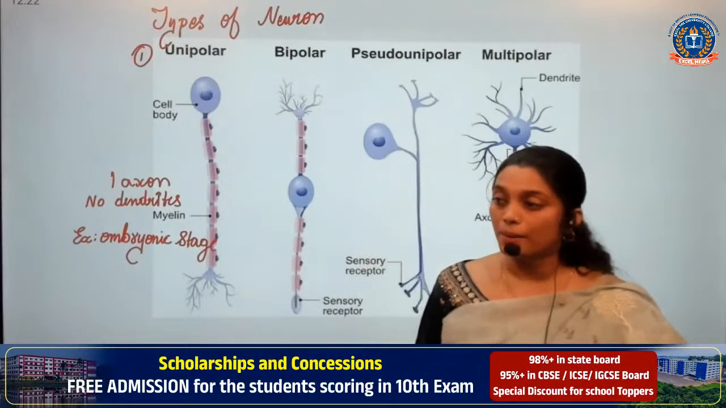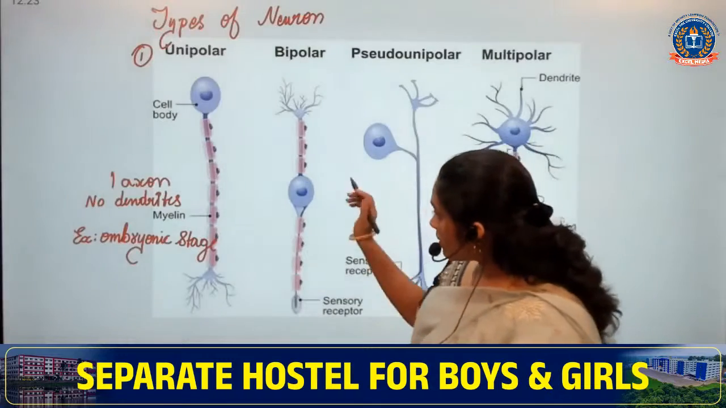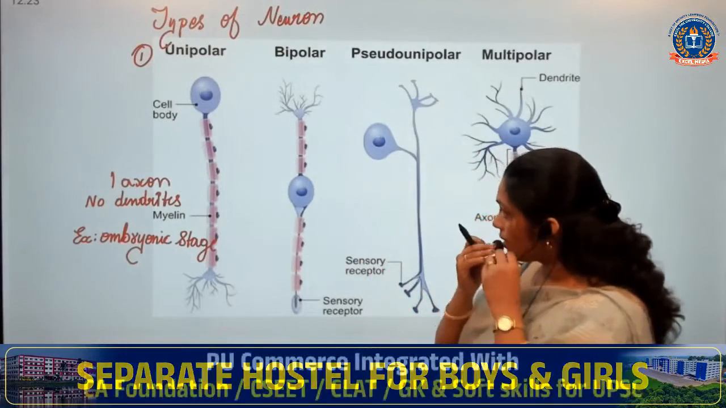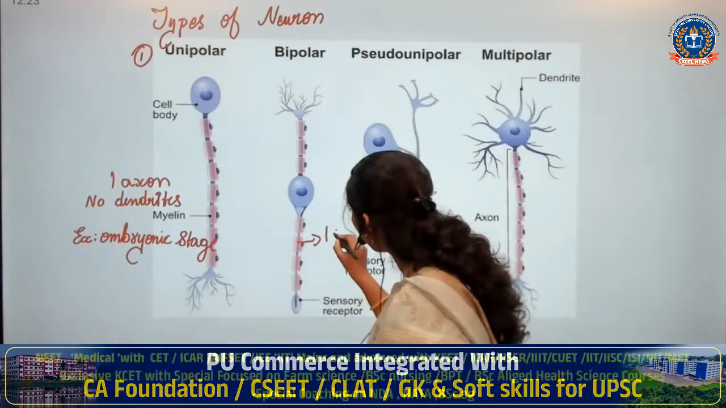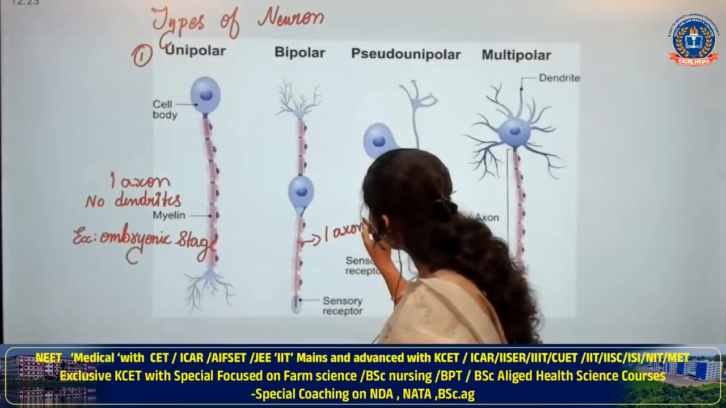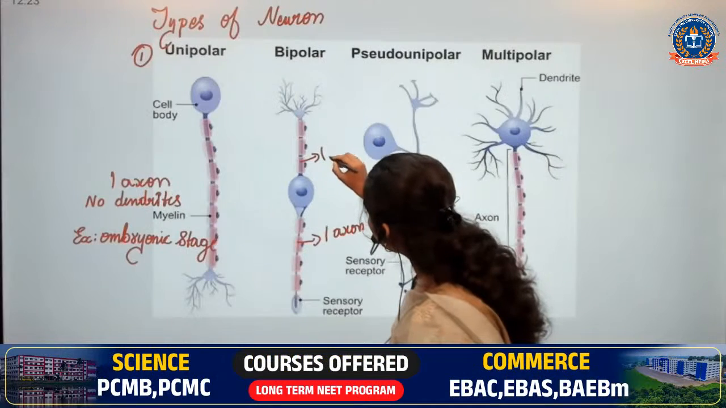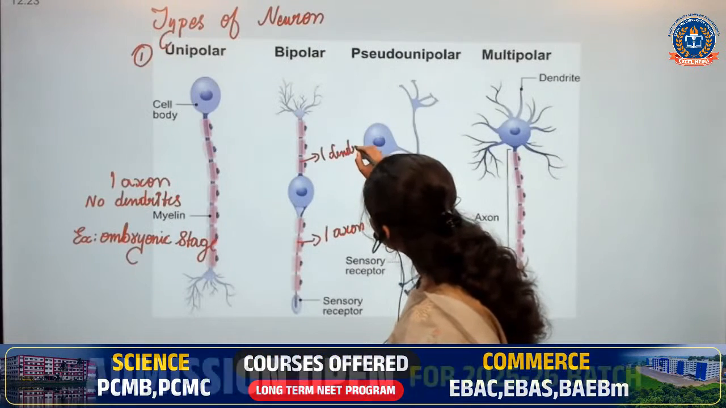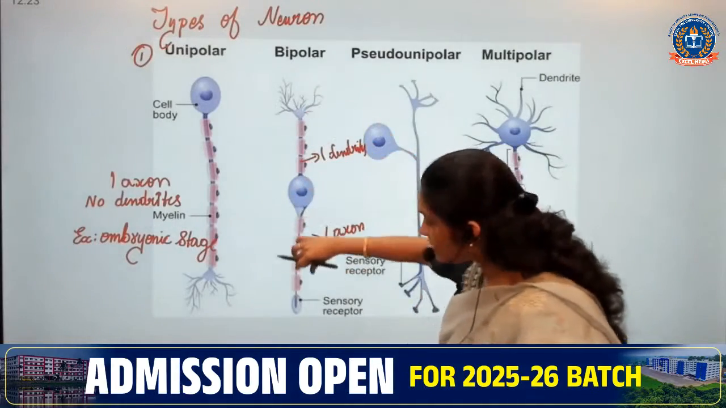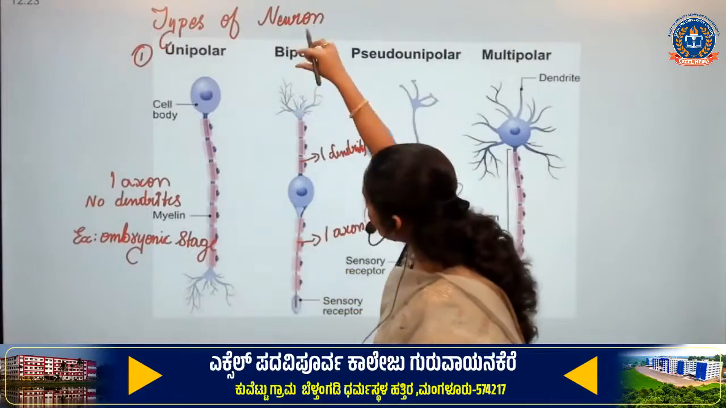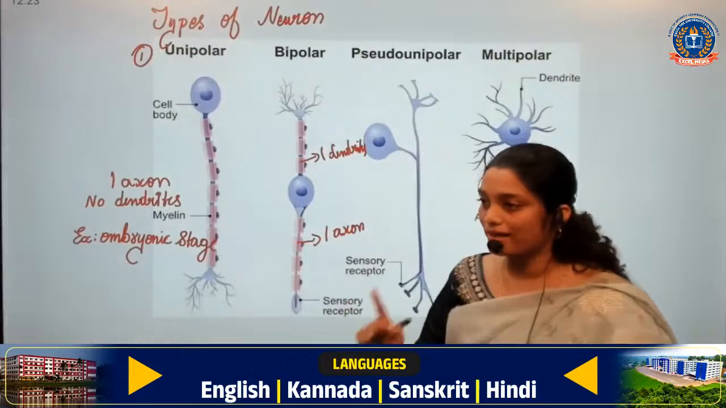Next one is the bipolar neuron. When it comes to the bipolar neuron, it has its cell body and it has one axon, and from the cell body it extended to form one dendrite. It's not the axon region. This is the axon region and it extended here, a lengthy one, and then it formed the dendrite region. So one dendrite it has.